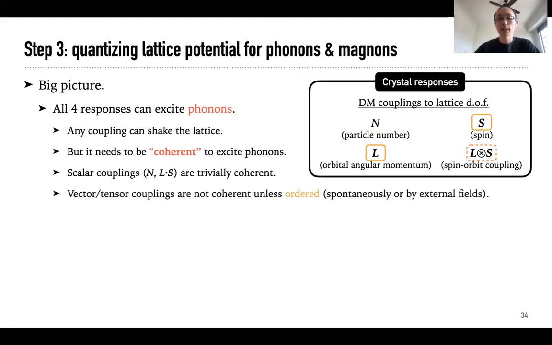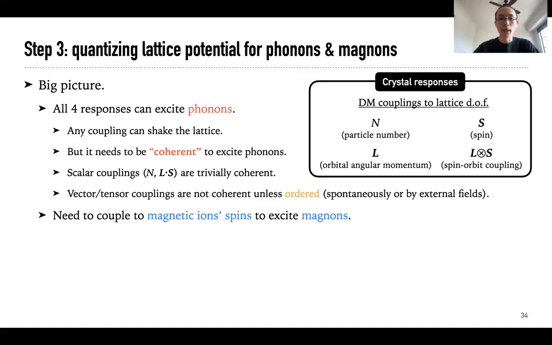But if we have vector or tensor couplings, these are generically not coherent. For example, if we couple to the spin, and if they're not ordered, then the vector will be pointing in random directions from one cell to the other. So we do not have a coherent coupling across the entire lattice, and in that case, it cannot excite phonons. But of course, the exception is where these vector quantities are ordered, and this can happen either spontaneously, say via magnetic ordering, or by applying external fields.